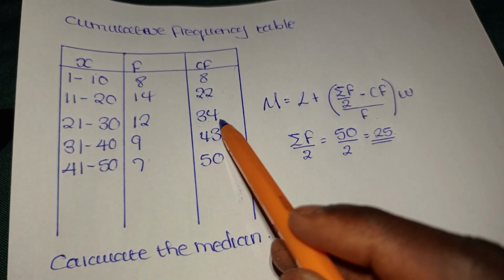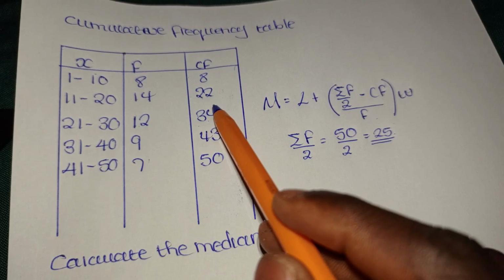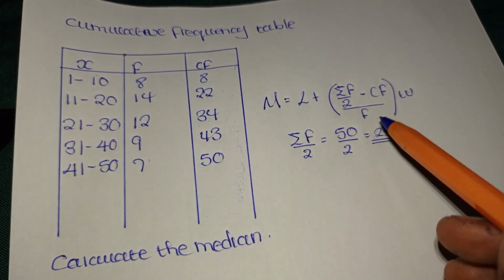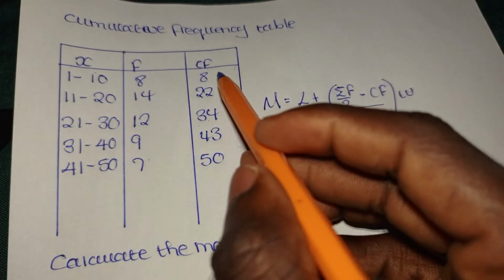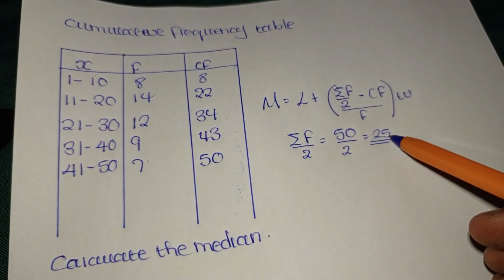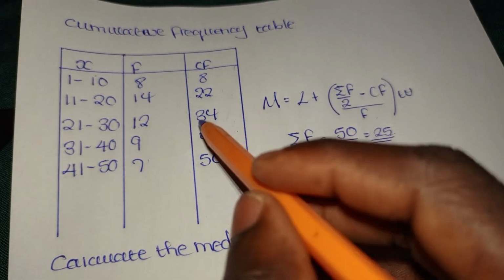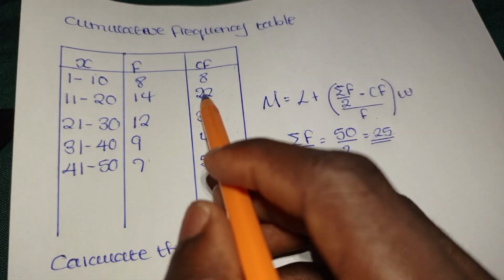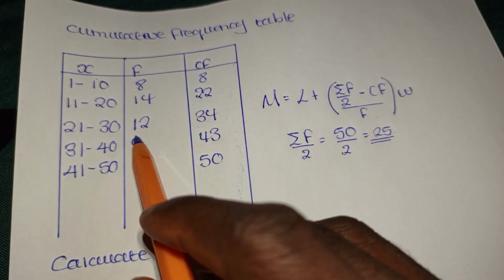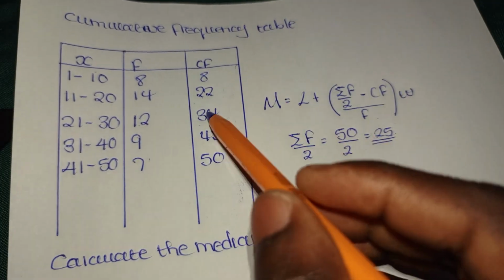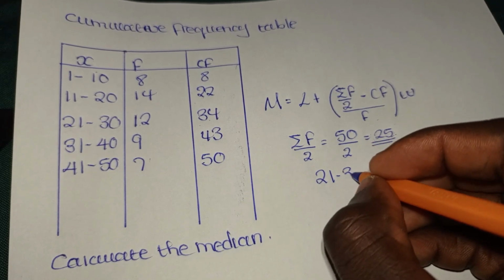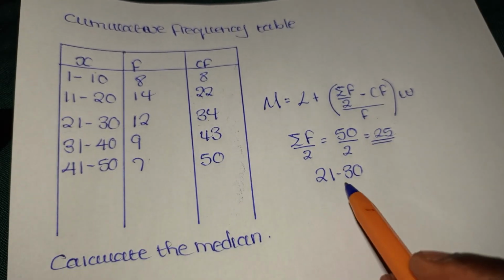So now that the answers are 22 and 34, and 34 is surpassing 25, you need to ask yourself a question. When you added 8 to 14, you got 22. Was this 22 equal to 25? No. So you needed to add 3 more to 22 to make it 25. But immediately you added 12, you note that 12 surpassed 3. It gave you 34. So the median class is between 21 to 30. This is where the median class is.